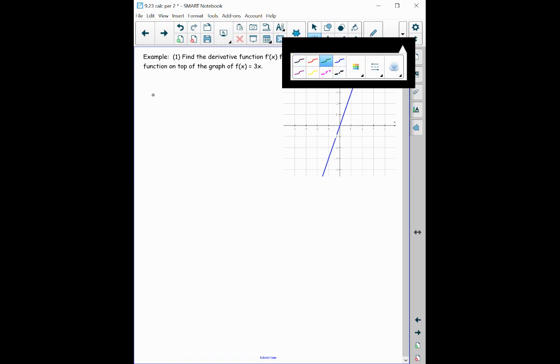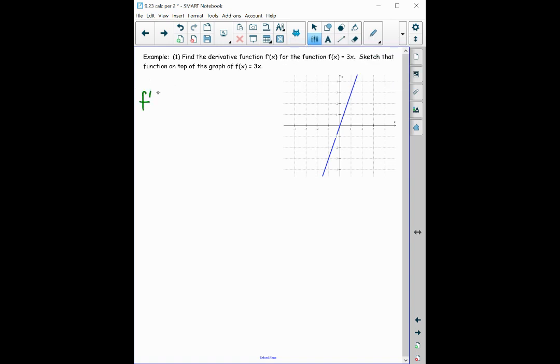Okay. If I want to find an f prime of x function, that's going to be a function that calculates the slope of f of x at any point. Our f of x in this case is 3x. To find f prime of x, we take the limit as h goes to 0. Without the limit, you are not finding the derivative. The derivative is a limit. Everything's a limit in calculus. So we're going to find f of x plus h minus f of x, all over h.